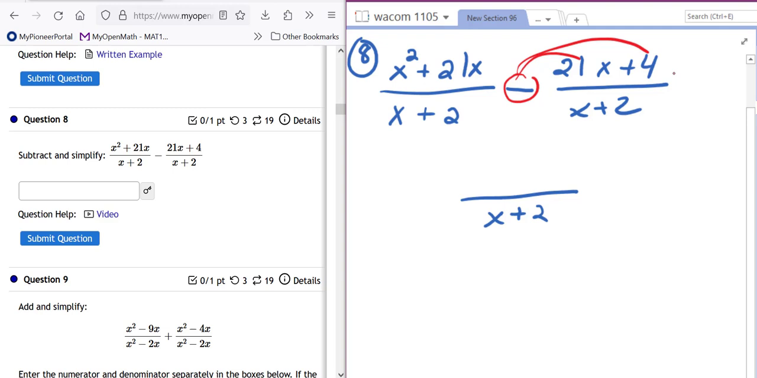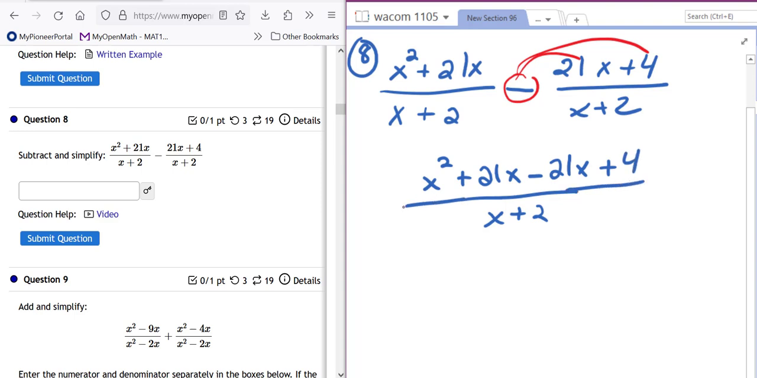Excuse me one second. Right. You can write that all on one line if you like. Might make it easier. So we'll do that. So I have x squared plus 21x minus 21x plus 4.